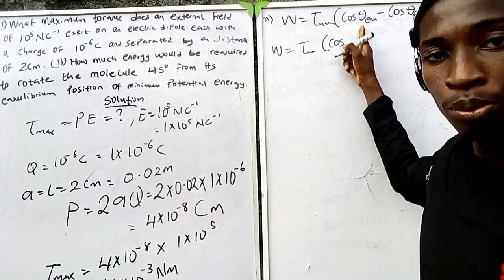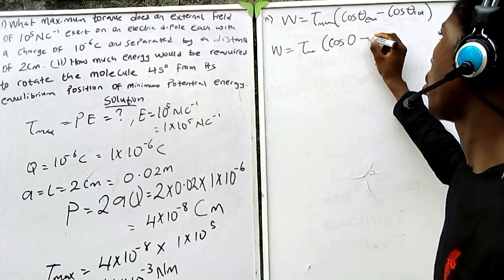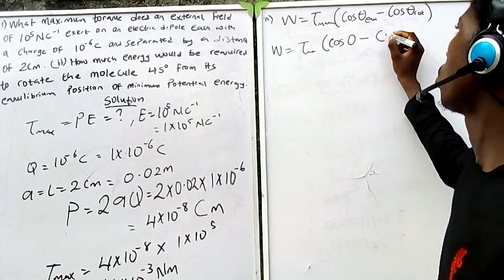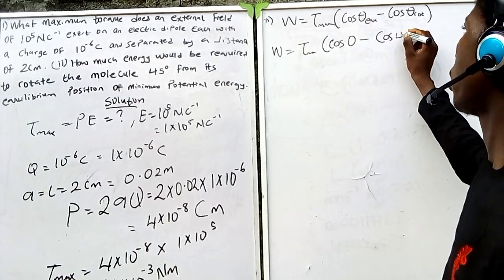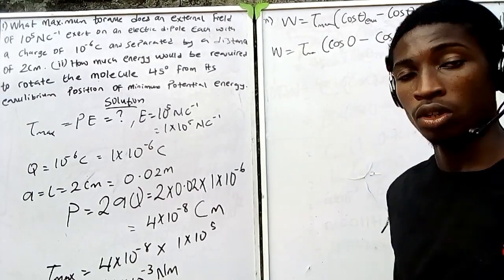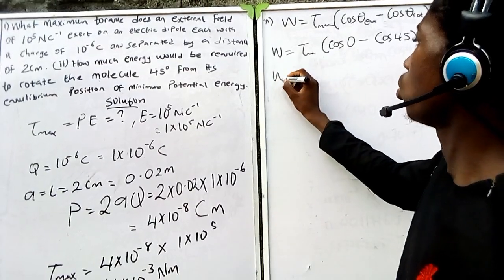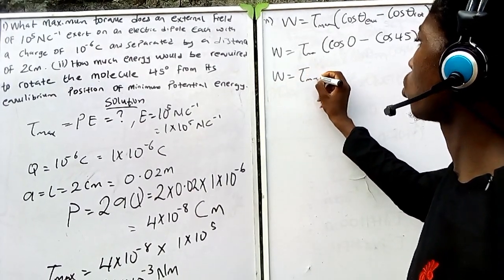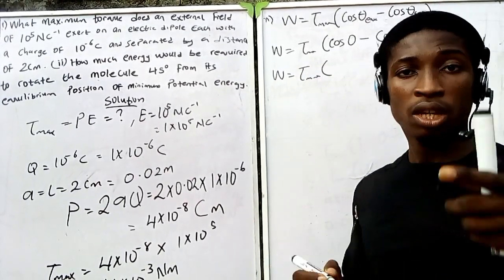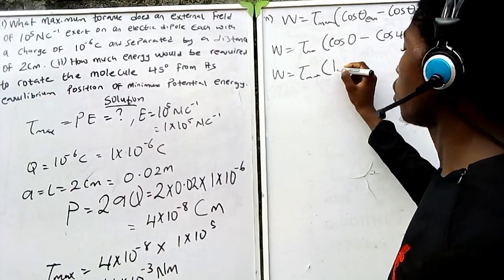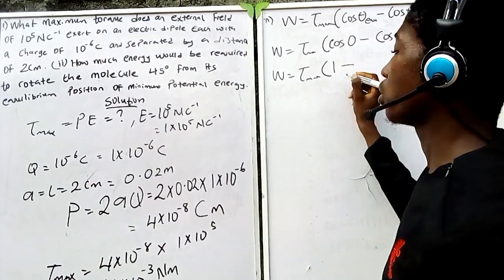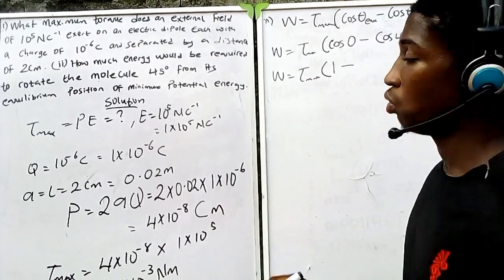The angle at equilibrium is what? 0. Now the angle rotated is what? Cos what? 45 degrees. Get that? So that is work done or energy is tau max. What is cos 0? Now cos 0 is 1 from trigonometry. What is cos 45? Punch your calculator. You get what?